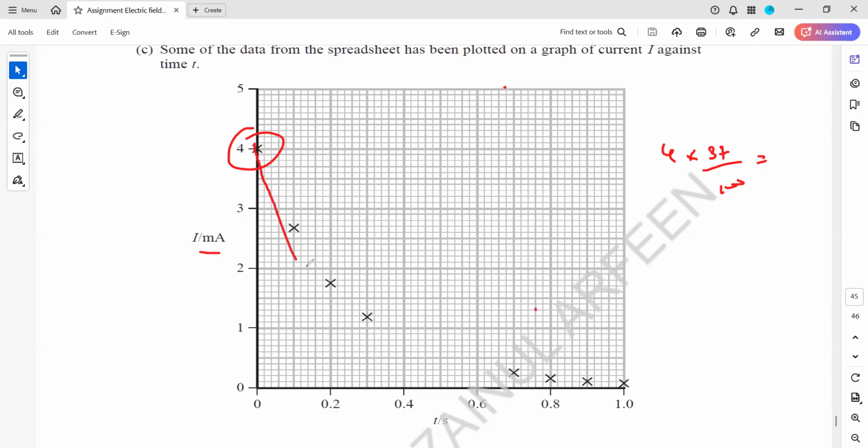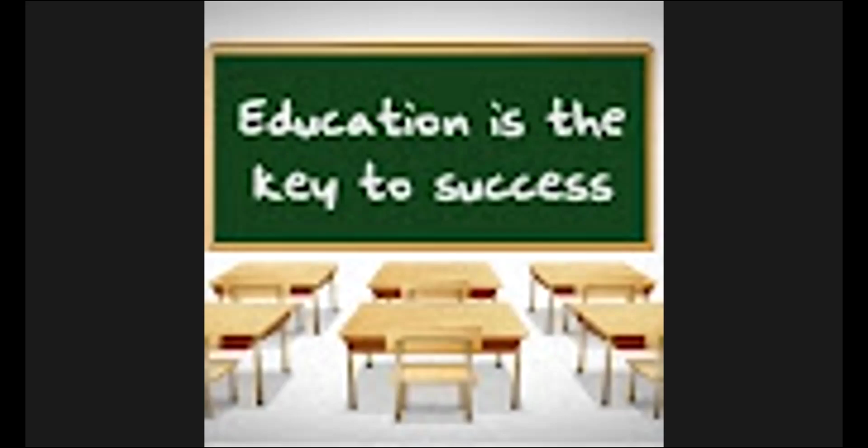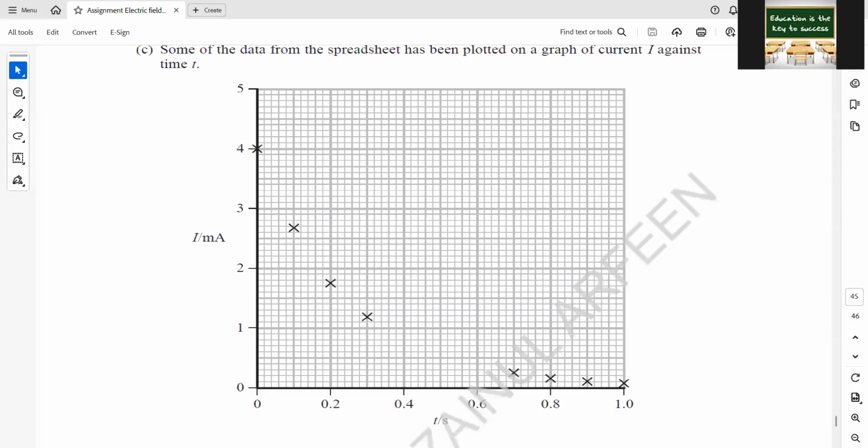And we already have these values. 0.37 times 4 is 1.48. So when we worked this out, 1.48: 10 boxes equals 1, so each is 0.1. So 1.1, 1.2, 1.3, 1.4, and 1.48 is somewhere here.